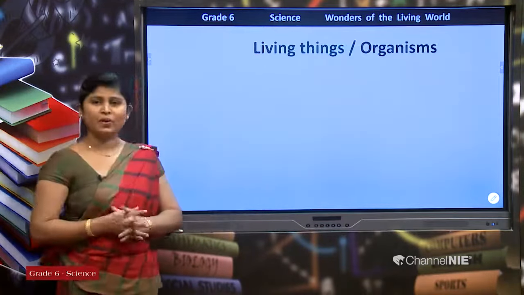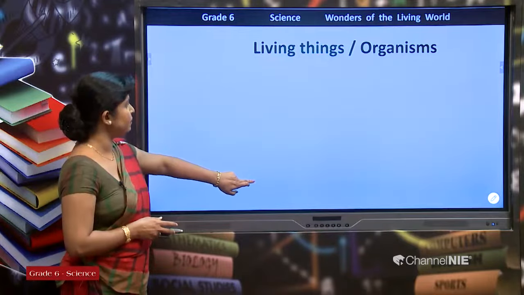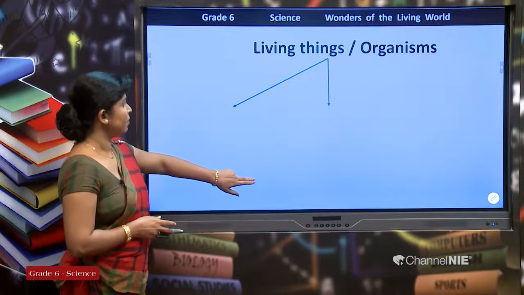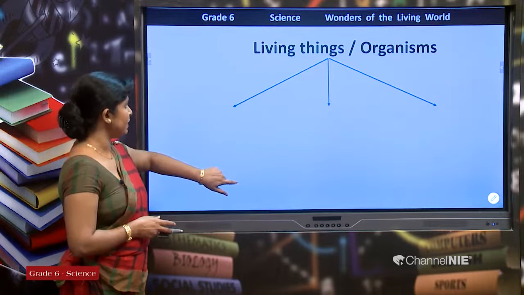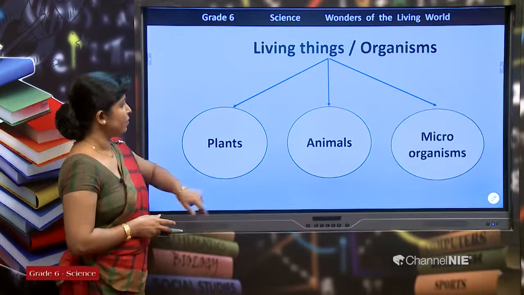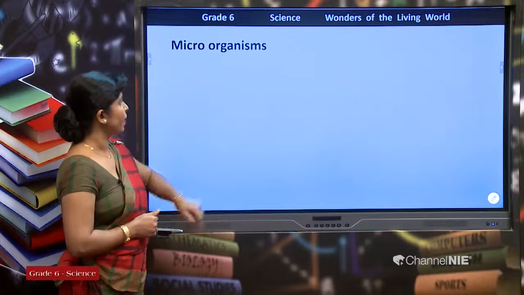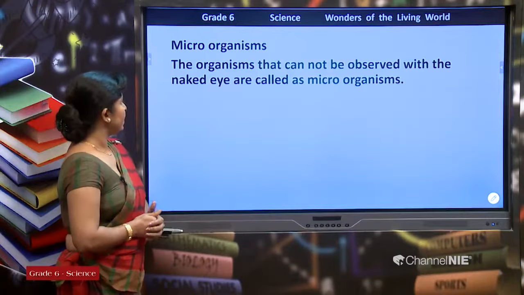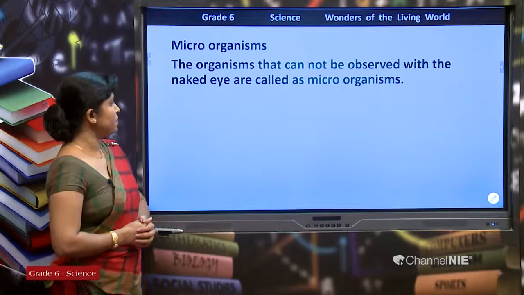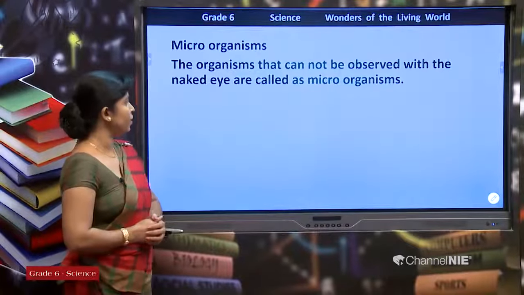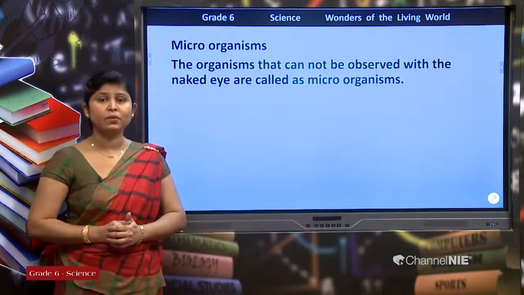If we can't see the microorganisms, how do we observe them? The categorization of living things: plants, animals and microorganisms. The living things can be subdivided not into two groups, they can be divided into three groups as plants, animals and microorganisms. Right. The organisms that cannot be observed with the naked eye are called microorganisms. I explained it to you just now.